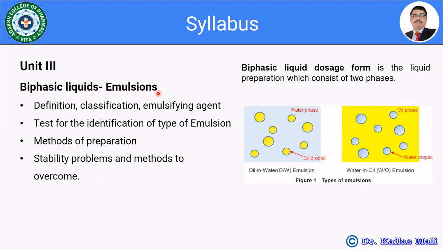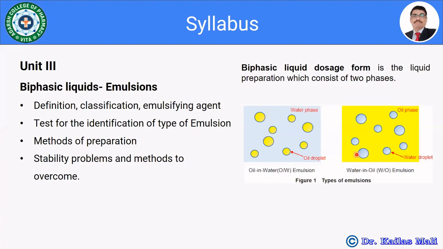So emulsion is a biphasic system as it comprises two phases. Both the phases are in a liquid state and one phase is dispersed into the other phase. So look at the figure here. First one, that is O/W, that is oil dispersed into the water. So we'll get the O/W type of emulsion. And when the water is dispersed into the oil, we are getting the W/O type of emulsion.